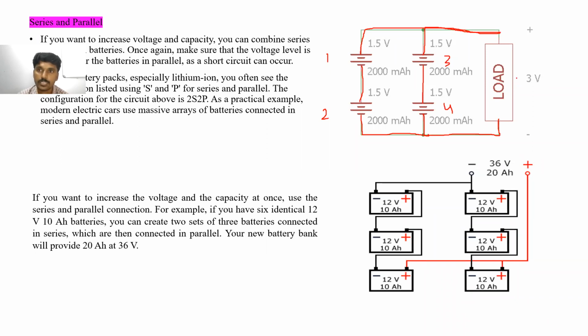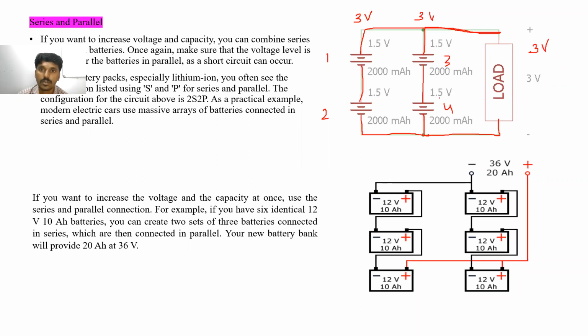So what is the rated value of this battery? 1.5 volts plus 1.5 volts. These two are connected in series, so voltage will be added: 3 volts. And the other 1.5 volts plus 1.5 volts is also 3 volts. And these two are connected in parallel. Parallel means voltage will be same: 3 volts.